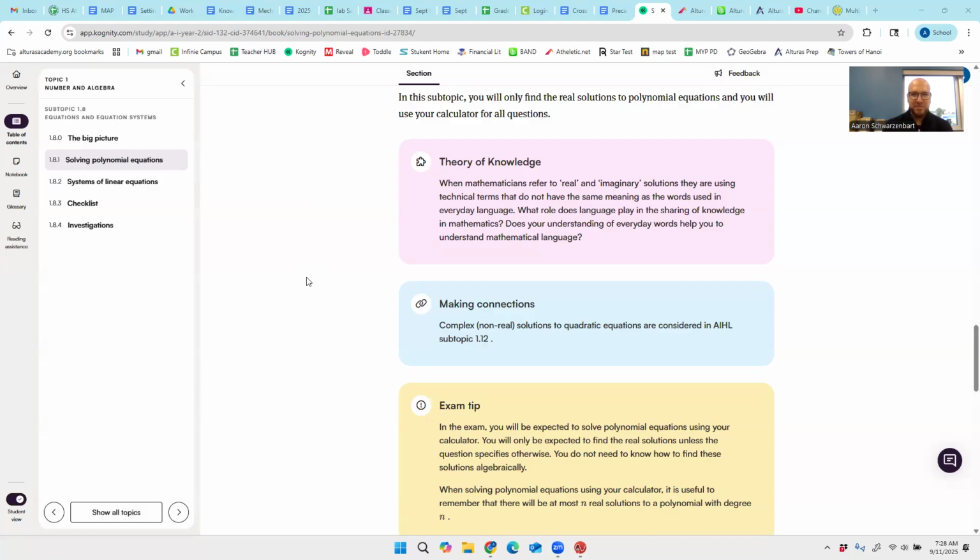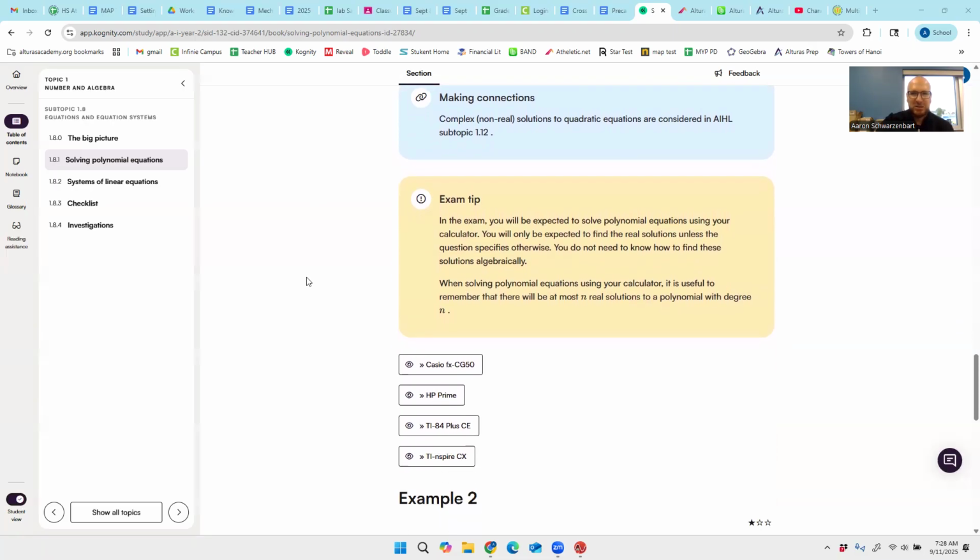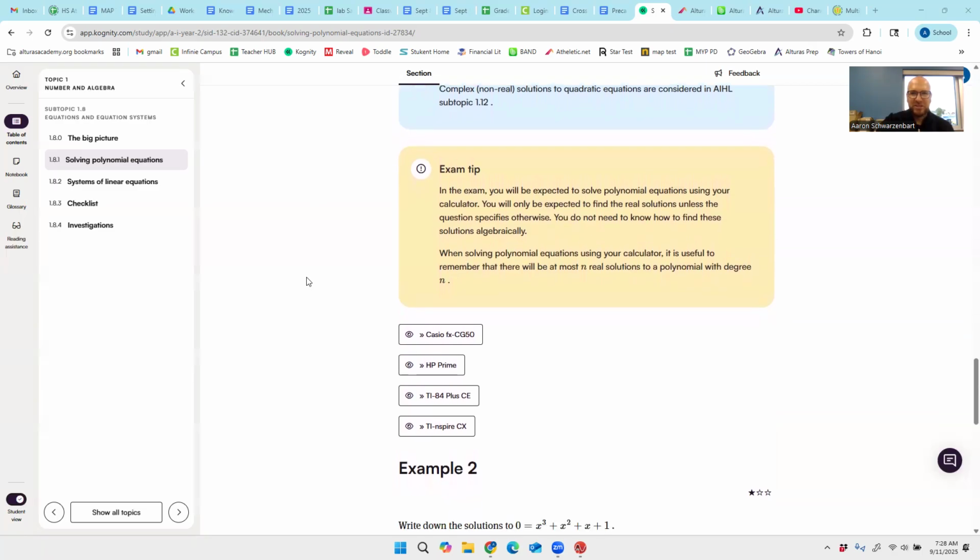Complex non-real solutions to quadratics are considered in AI HL subtopic 1.1.2. We'll be doing a lot with complex numbers in 1.1.2 and 1.1.3. Okay. Exam tip. You will be expected to solve polynomial equations using your calculator. You'll only be expected to find the real solutions unless the question asks otherwise.